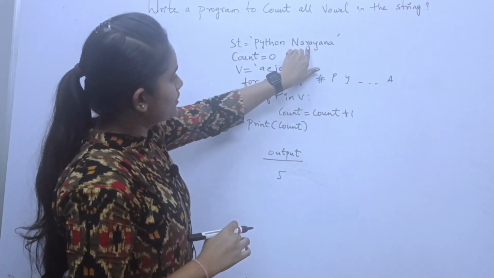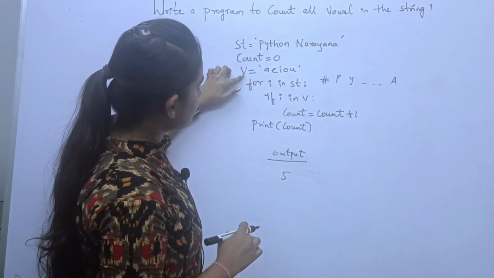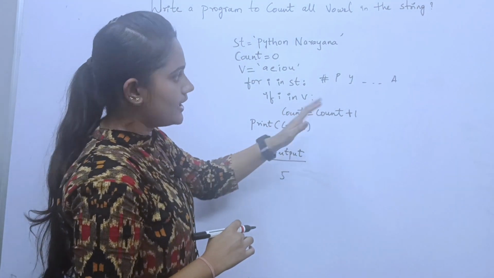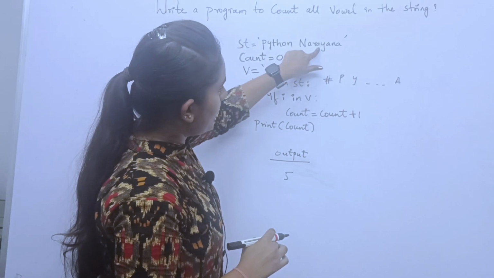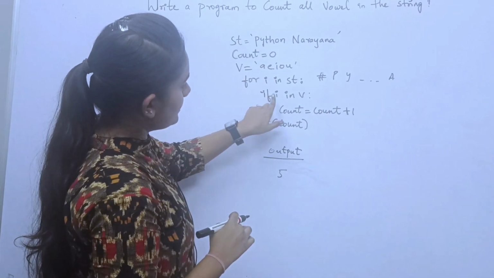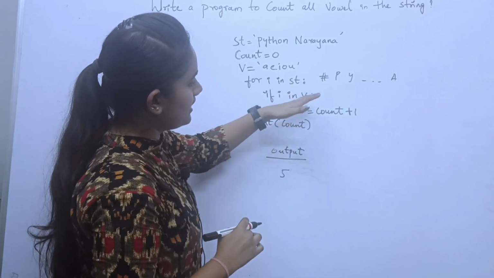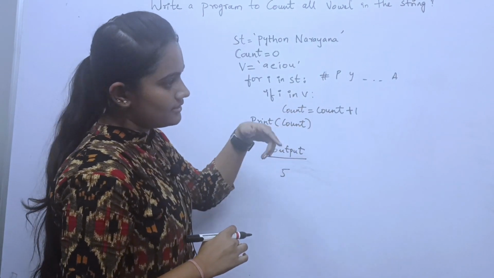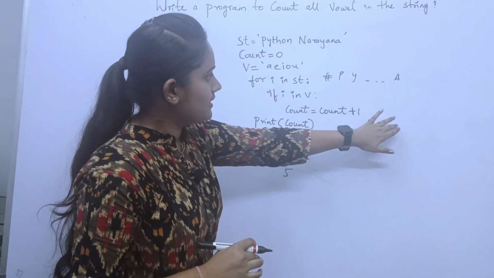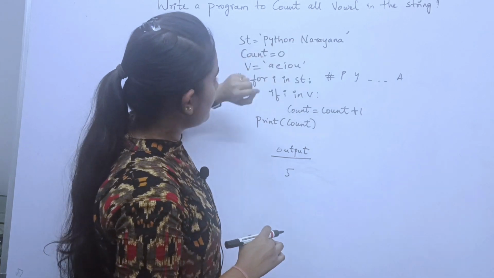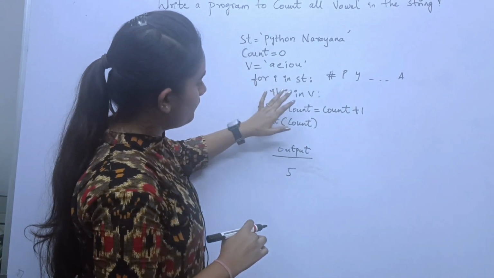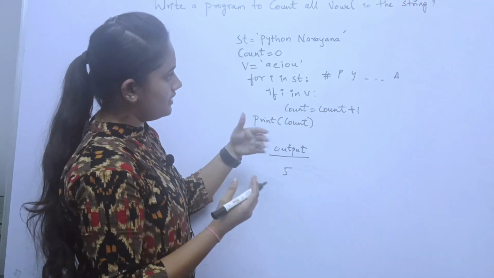Next time we check the i value as R. R is not available in V, so the count is not increased. Next time A. A is available in V, so the count is increased. At that time 2 was there, so this 2 plus 1 becomes 3. Next time the i value we check is Y. Y is not available in V, so the count is not increased.